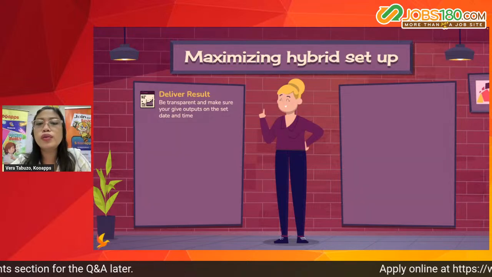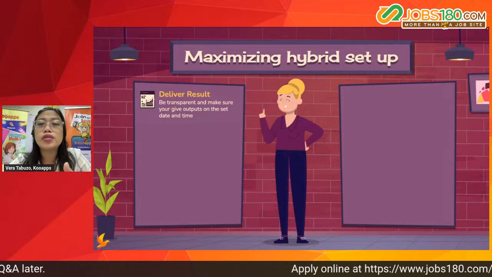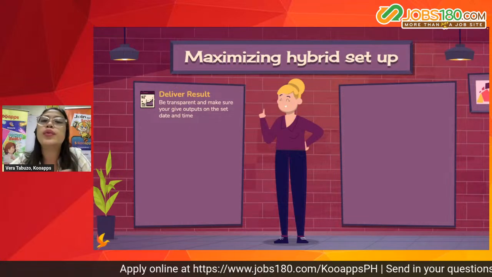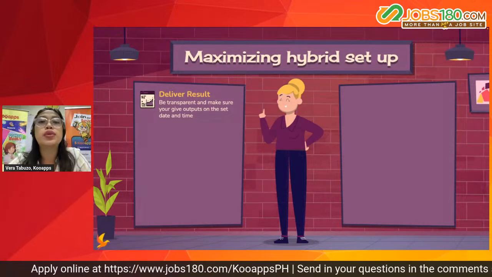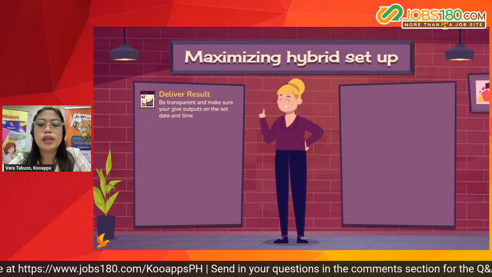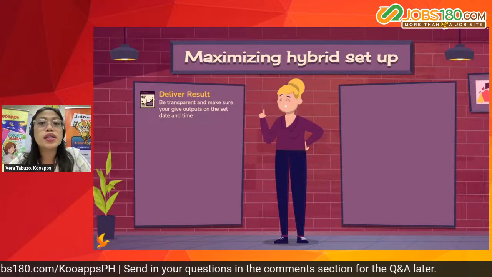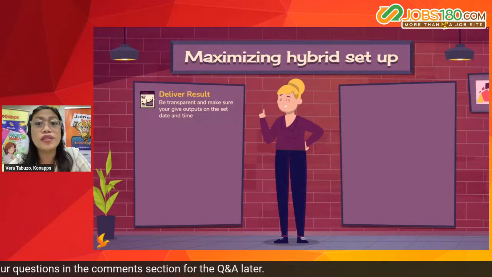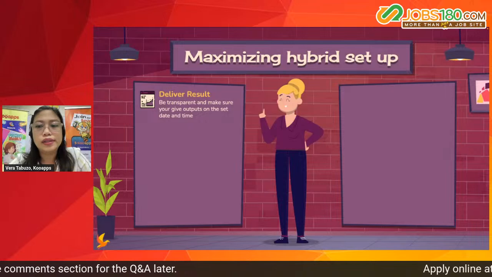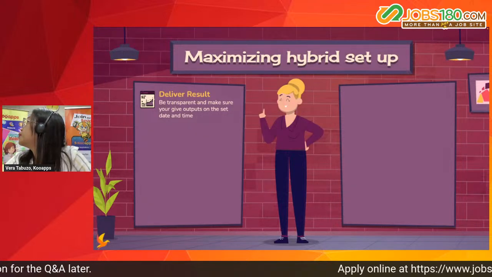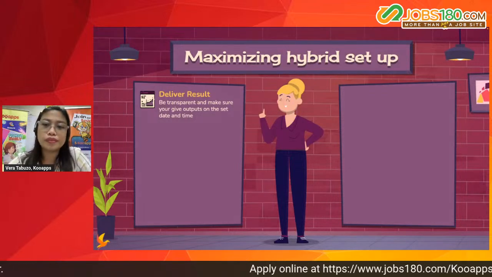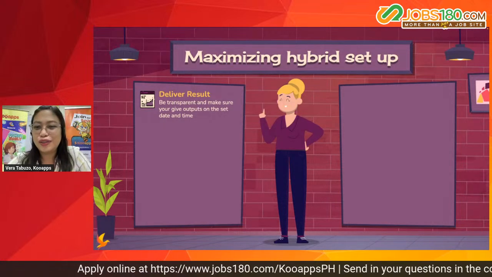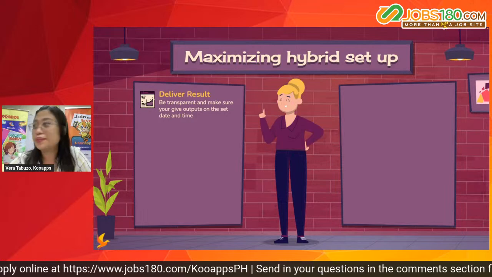Okay, so if ever you cannot submit the task, or if you're encountering problems, you have to be transparent. You have to communicate that with your teammates, with your supervisors, so that they can adjust the deadline or adjust the requirements if needed. Okay, so you have to show them that you're willing or you're doing your best to fix your current issue.